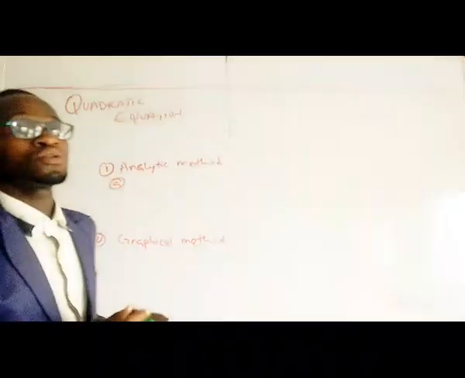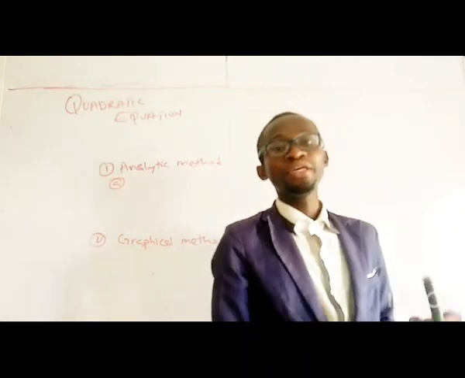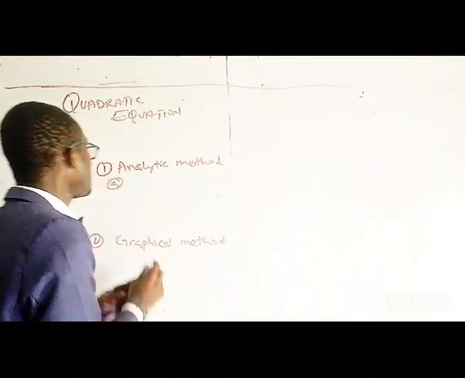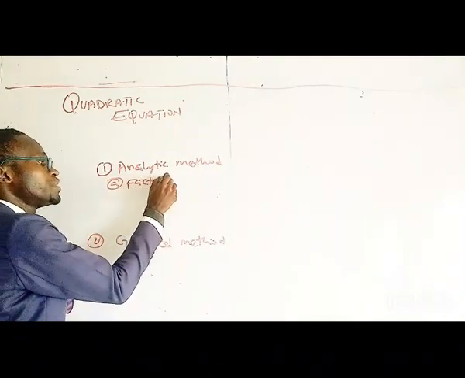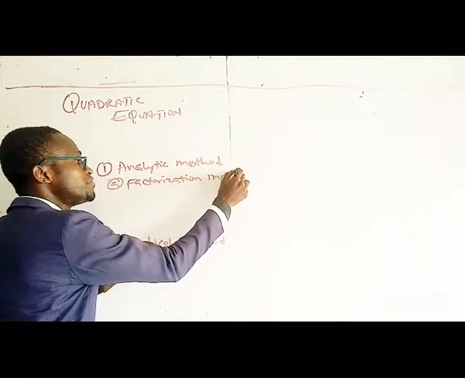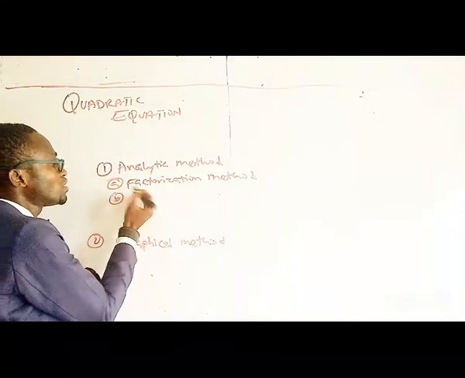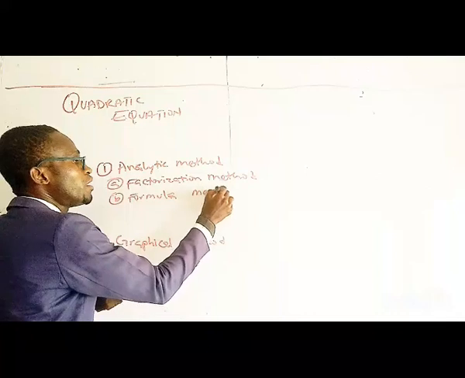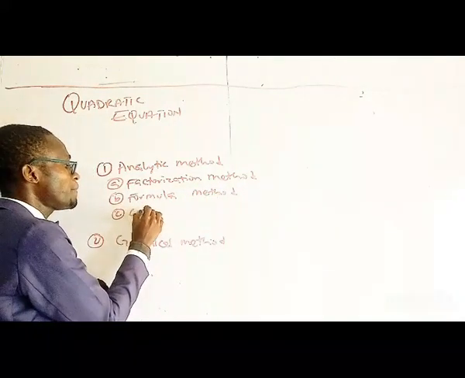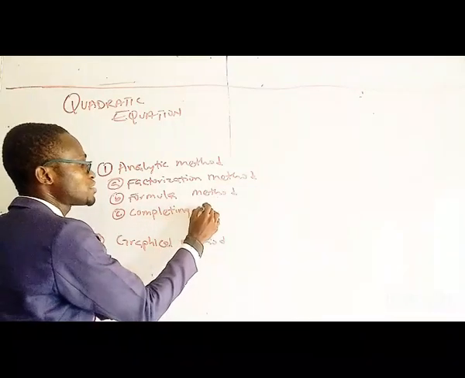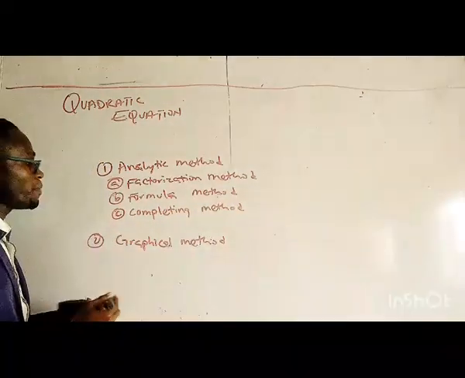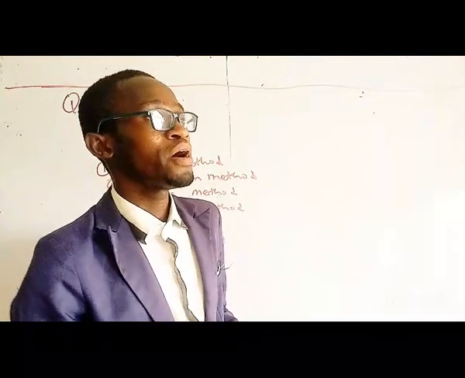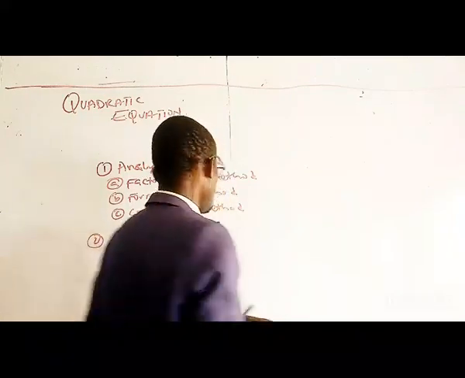Now, for the analytical method, we are making use of analysis to derive the values of our variable. The first one is the factorization method. The next one is the formula method, which some people call the almighty formula, while the last one is the completing the square method. Now, when we talk about the graphical method, we're making use of our graph to derive the values of the variable. Okay, now let's go.